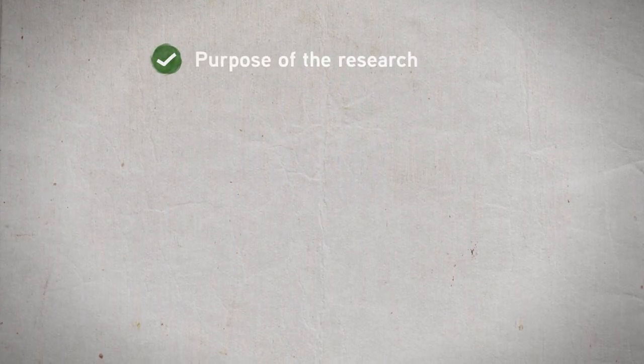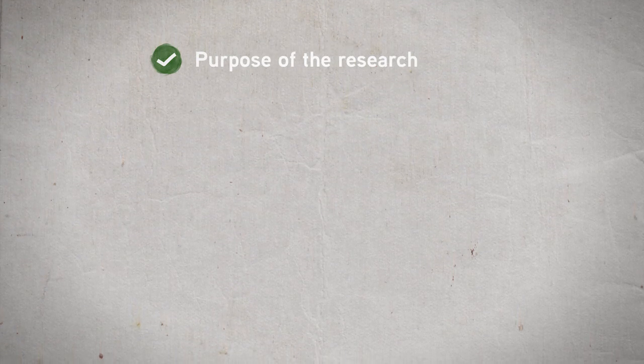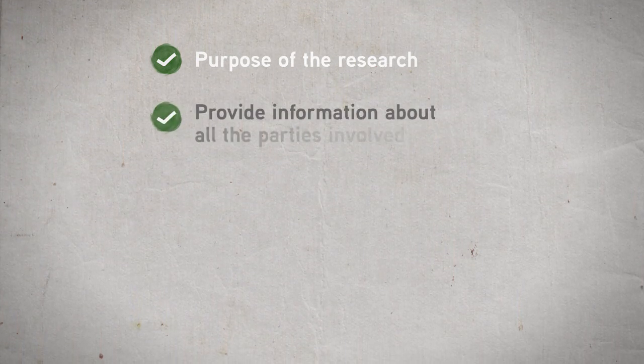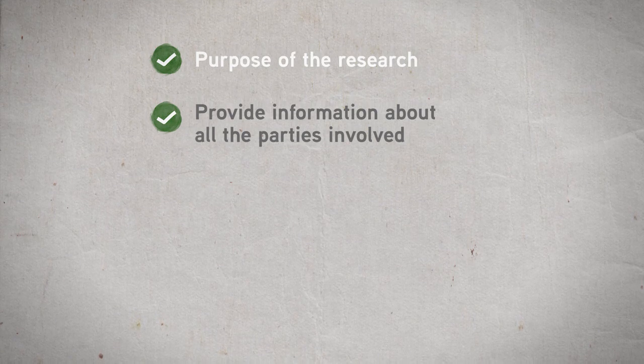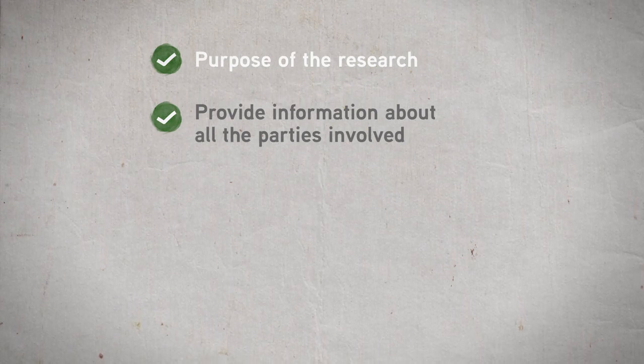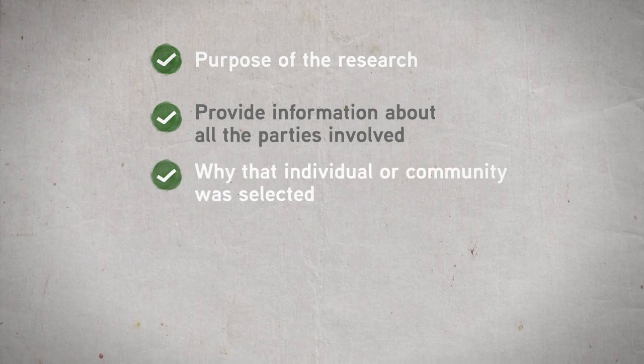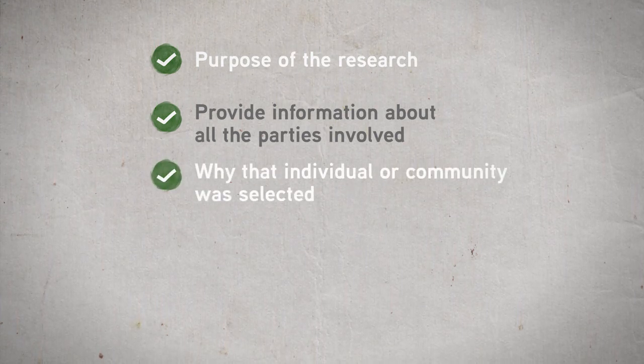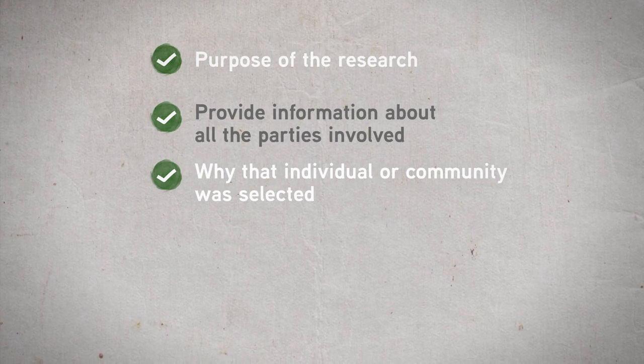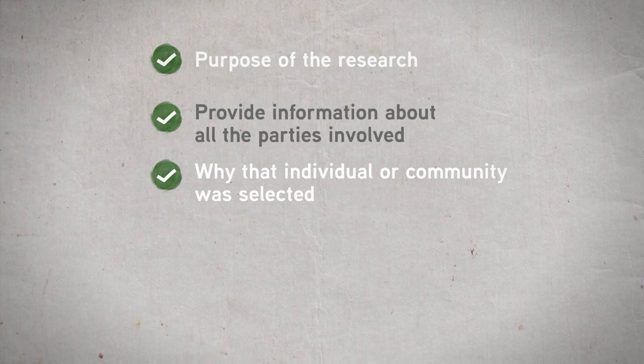First, you should explain the purpose of the research and the overall goals of the survey. Then provide information about all parties involved in the research, which may include the names of any consultants, funders, sponsors, and so on. Explain why that individual or community was selected for the study and outline the harms and benefits that you anticipate could emerge from the research.